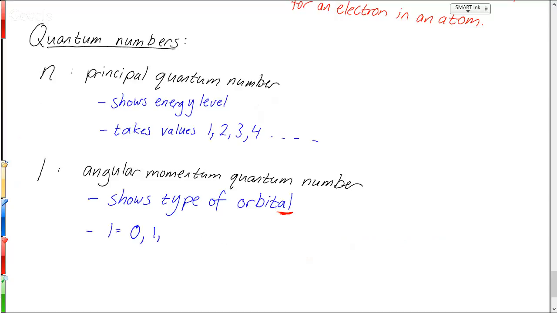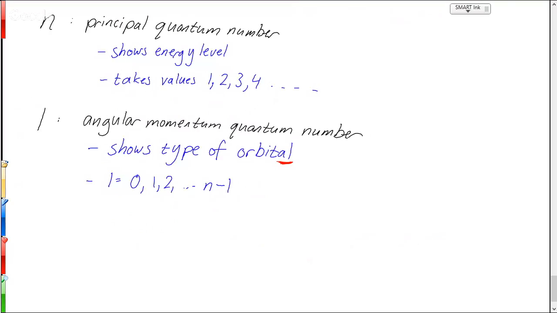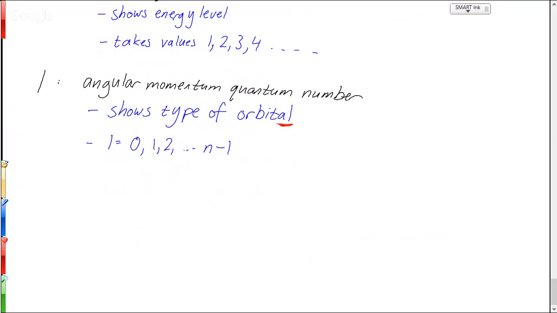So L can be anything from 0 to n minus 1. So L is limited in the numbers it can have by the n number. If you're an electron in the n equals 2 energy level, that means you can only have 2 different L's possibly. You can have L equals 0, you can have L equals 1. If you're in the n equals 1 level, that first level, you can only have one possibility for L, which is 0.